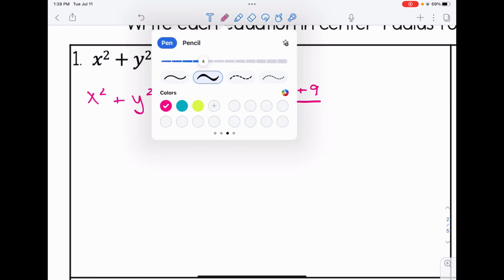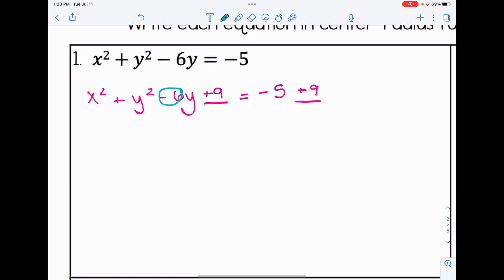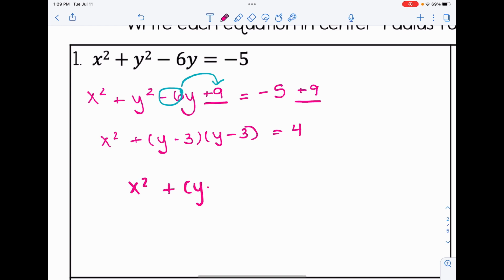To get that, remember, here's how we're doing it. We're taking this coefficient, divide by 2, then square it, and whatever we put on one side, we put on the other. Now I'm going to factor that trinomial, so y minus 3, and over here I'm just going to add. I'm going to rewrite this as x squared plus y minus 3 squared equals 4. Now it's in center radius form, and I can tell you the center is 0, 3, and the radius is 2. Okay, we take the opposites of the values to get the center, and we square root that value on the end to get the radius.